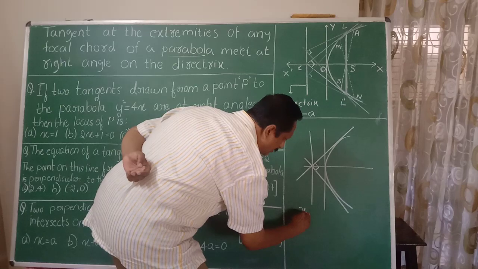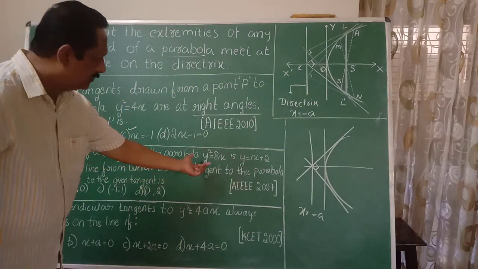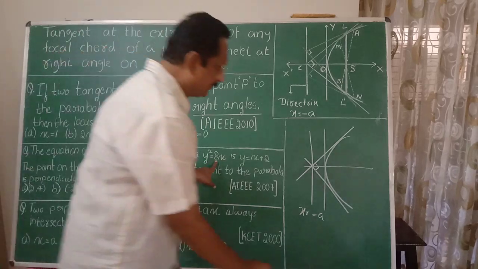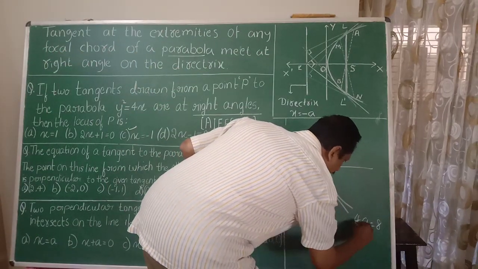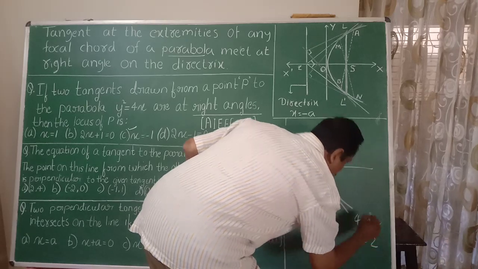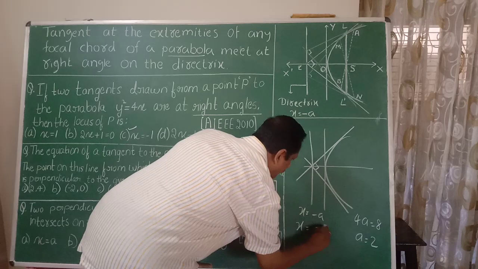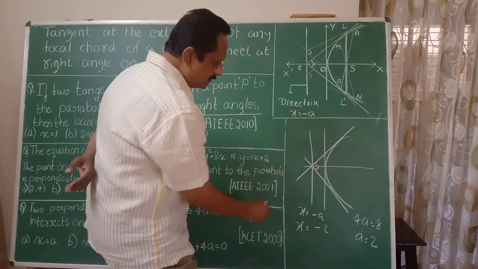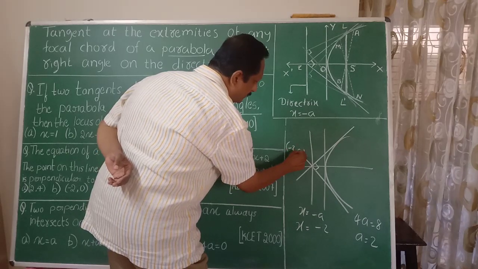So x is equal to minus a. From this parabola, 4a is equal to 8. So 4a is equal to 8, the 4 cancels, so a is equal to 2. Therefore x is equal to what here? Minus 2. Then obviously this point is minus 2 comma 0.